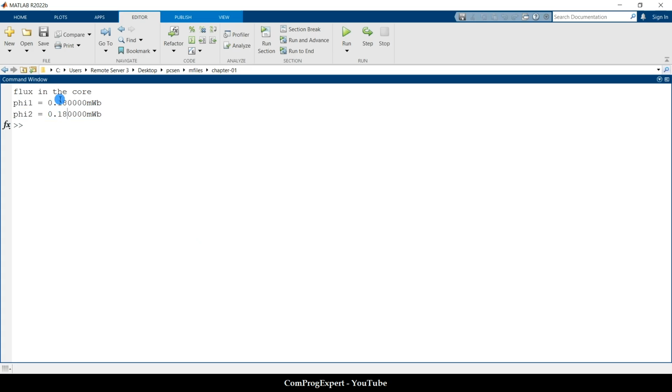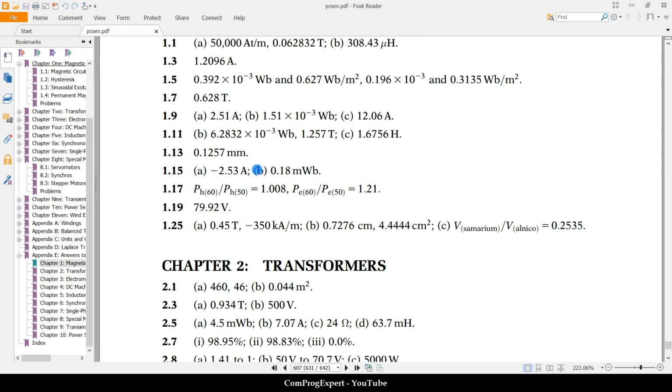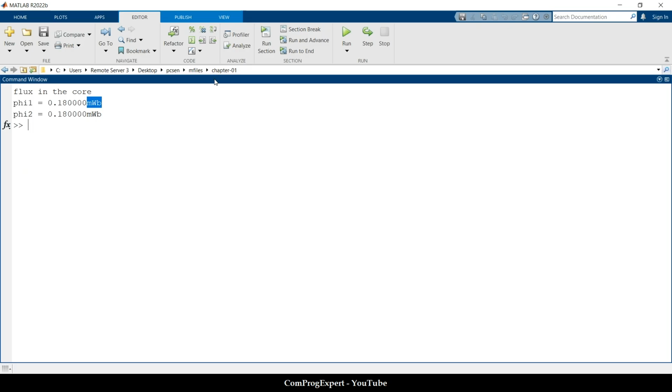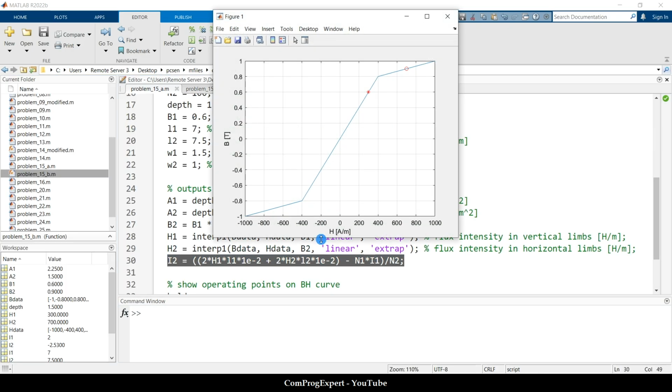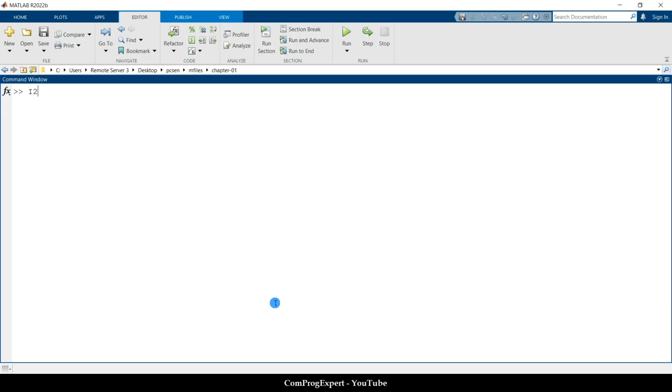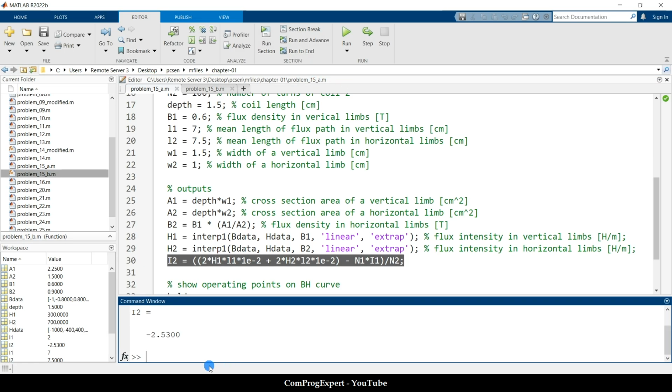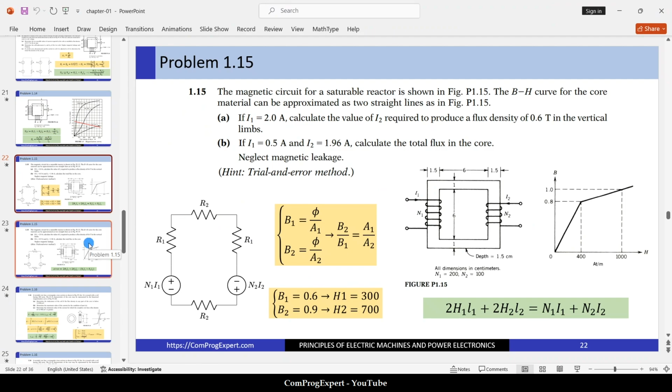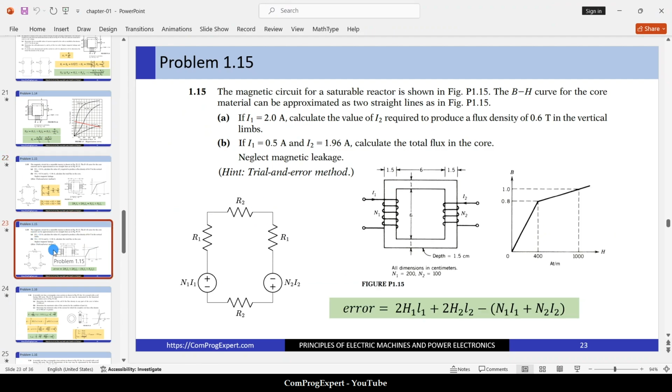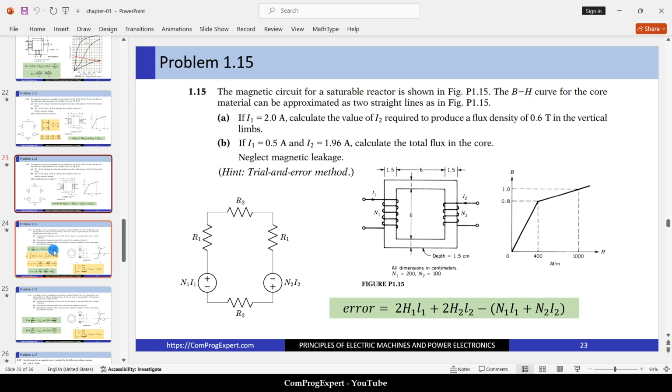That is equal to 0.18 milliweber. Here you can check the number that we have in the reference, 0.18 milliweber. And the value of the current for part A is minus 2.53. We calculated it in this M file, the value of I2. So, this is the solution procedure for problem 15. You can repeat that. Let's go for the next problem.